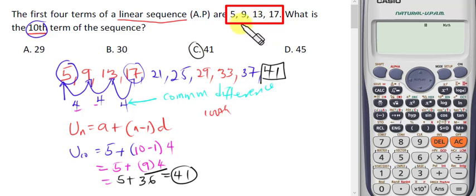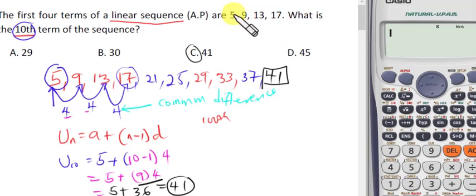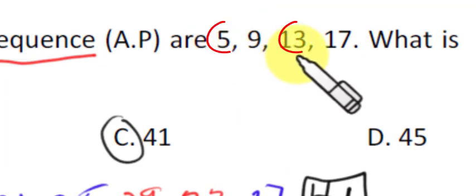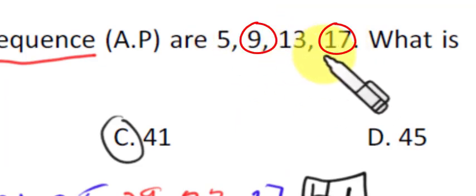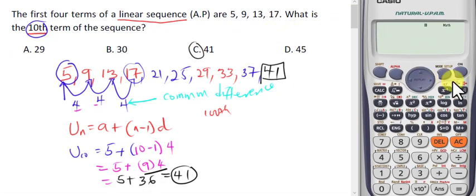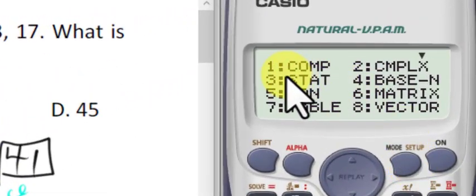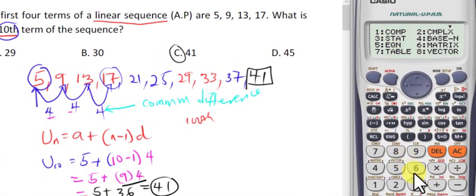Now we have been given 4 terms, but we don't need all the 4 to solve the question. We just need 2. So I can pick any of the 2 from here. I can pick the first and second, or the first and third, or the first and fourth, the second and third, any 2 of the terms. Now press mode and go to the 3, that is statistics, choose 3.